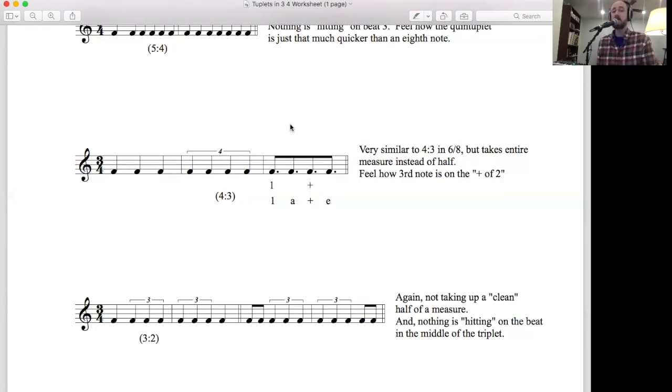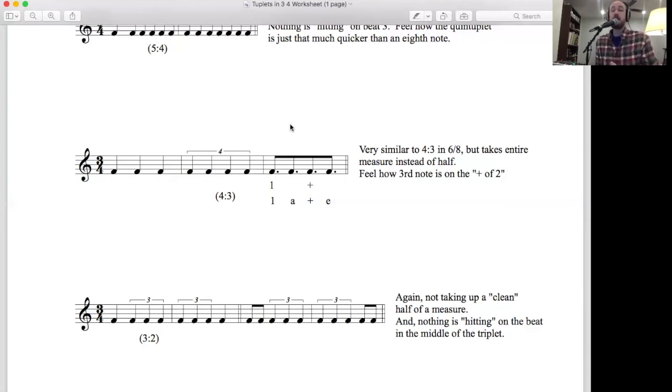And if we can find the and of 2, then we can just subdivide further and aim for that, right? So if I'm feeling that again, so here's 1, 2, 3, 1, 2, and 3, 1 and, 1 and, 1 and, 1 e and, 1, right? It's right in there. You feel how that 1 and... If you can aim for that middle note, the third note, then you can feel it.